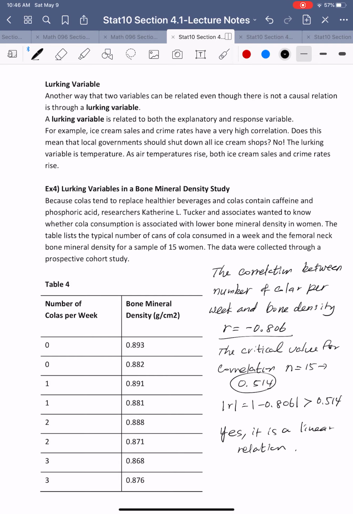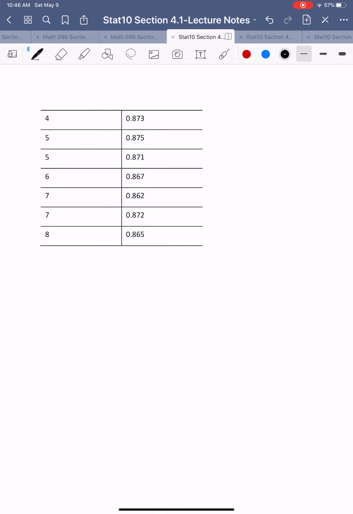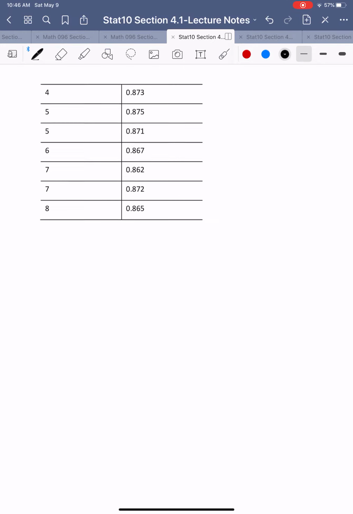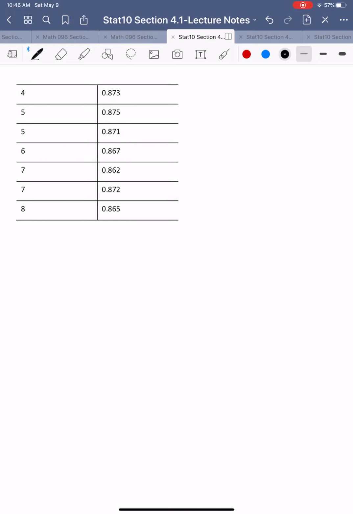But it's a negative relation because r is negative. All right, so we have more, actually, to put here too. The table continues.